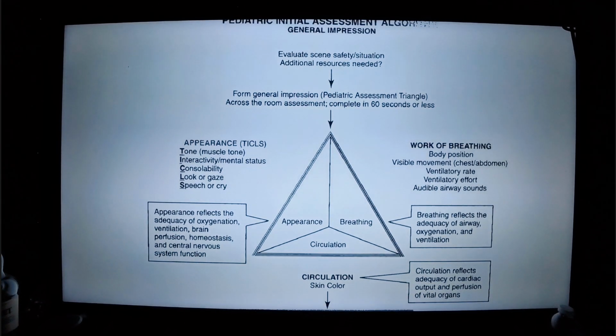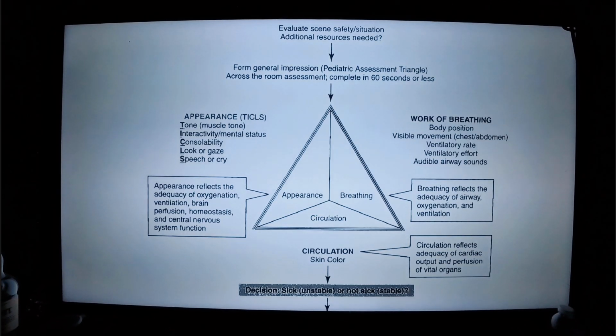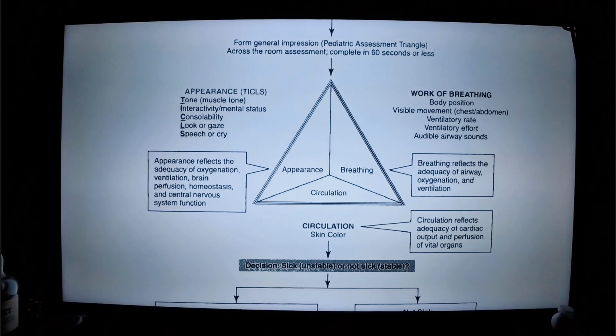Okay, now we're in primary assessment. Look at that. General impression. 60 seconds or less to complete. So, instead of airway, we're doing appearance, because we can't get a mental status. We can't get a level of consciousness, GCS, or more of a COA, COA times 4. So this is where we go here, right? Look, appearance reflects the adequacy of oxygenation, ventilation, brain perfusion, homeostasis, and central nervous system function, which is LOC, brain, remember? Neuro.